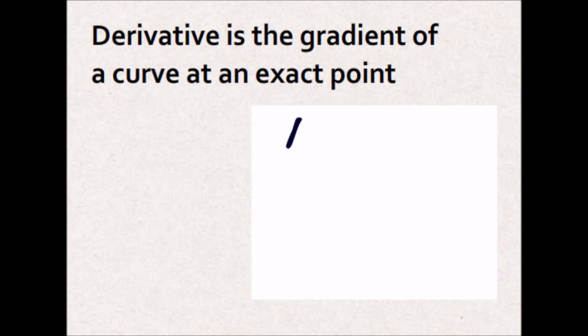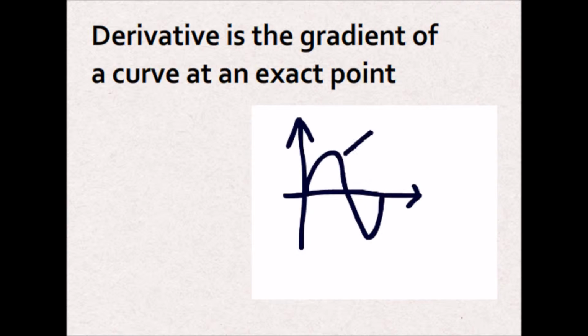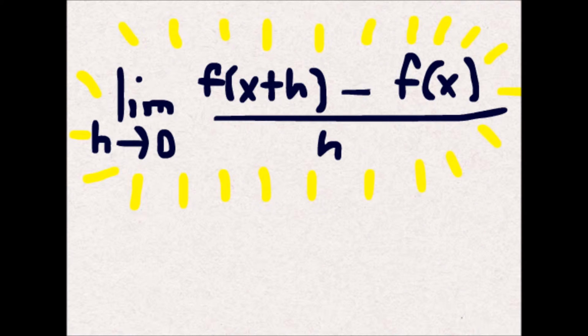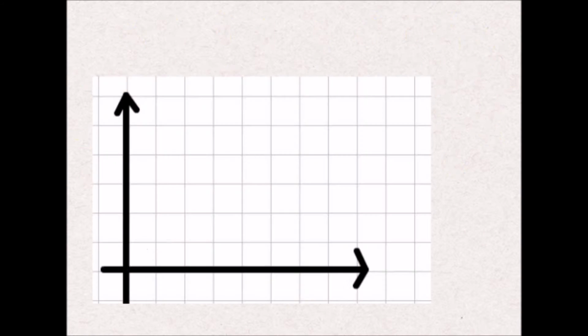Well, what are derivatives? Simply put, derivative is the gradient of a curve at an exact point. The more complicated definition of derivative is this. How do we derive this equation?